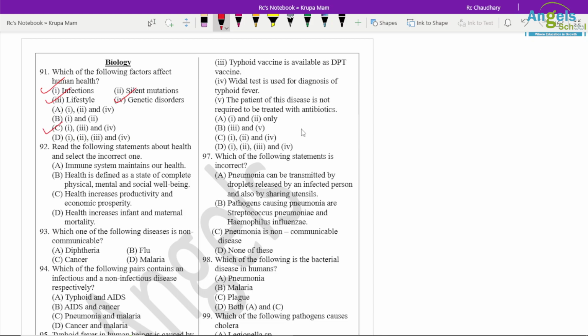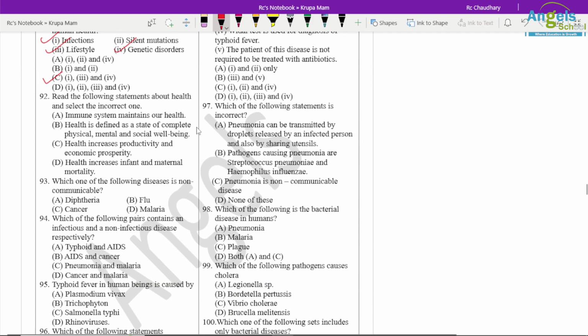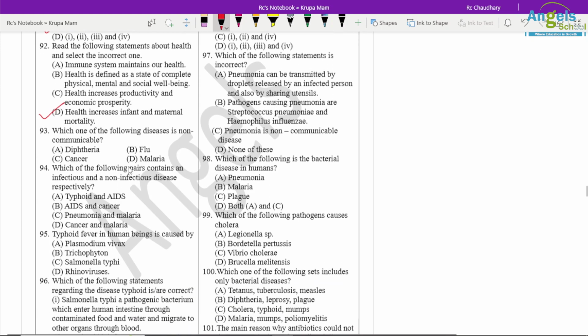Option C is correct. Read the following statement about health and select the incorrect one. Immune system maintains our health. Health is defined as a state of complete physical, mental, and social well-being. Health increases productivity and economic prosperity. Health increases infant and maternal mortality or death. So it is a wrong option. Incorrect statement and right option.